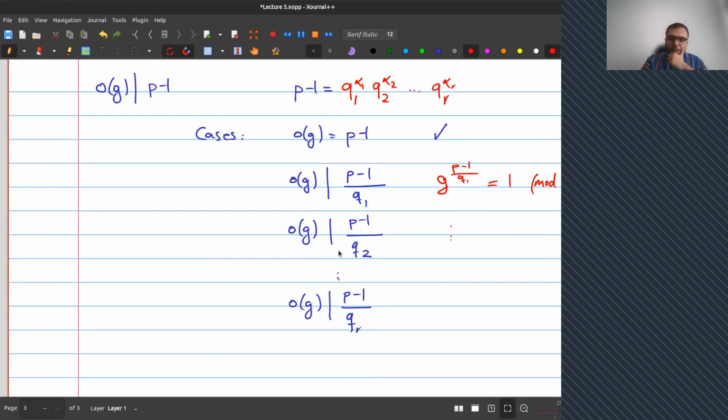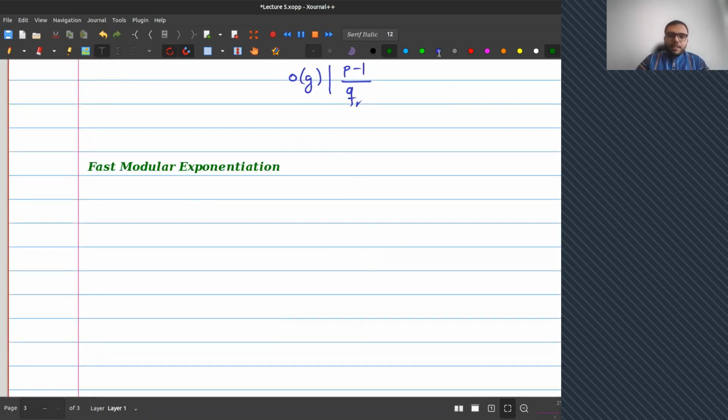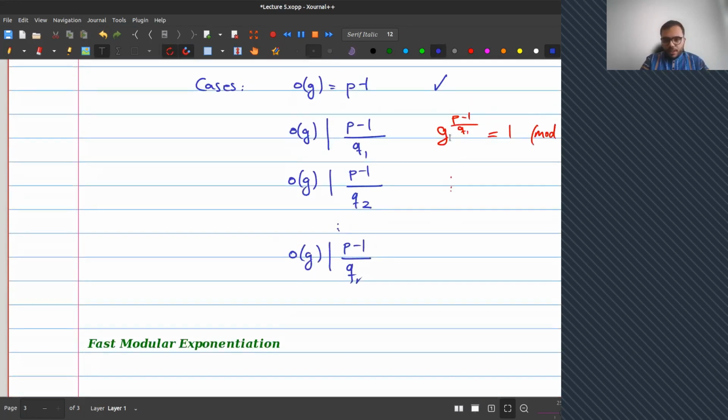But we still have some problems. We now have a better algorithm. But first of all, I have to be very careful about how I compute these powers. And in general, this is something that we will see a lot in this course. And this is the idea of fast modular exponentiation. Basically the idea is, how do I compute these things? G to the power of something modulo something else.